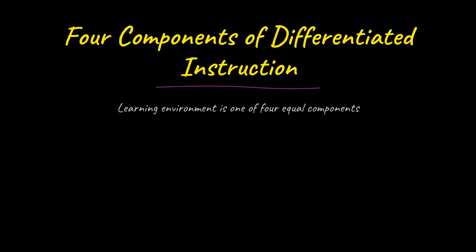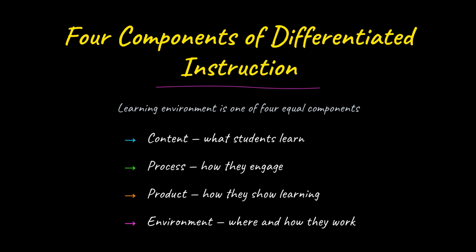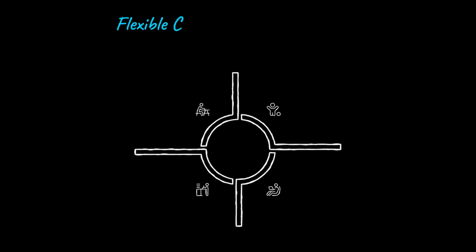The 4 components are content, process, product, and environment. What makes learning environment distinct is that the setting itself is the variable. That's associated, not the materials, the activity, or the final output. Those can remain identical for every student while the environment shifts.